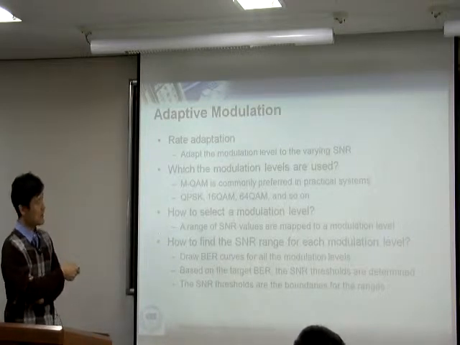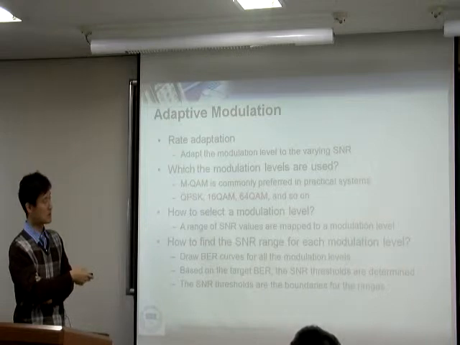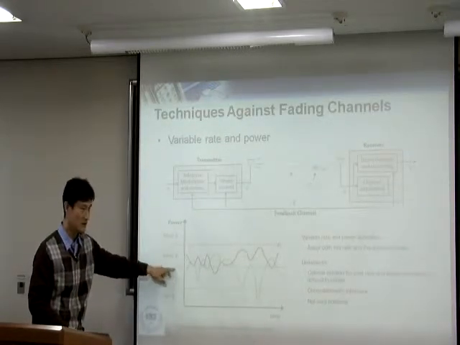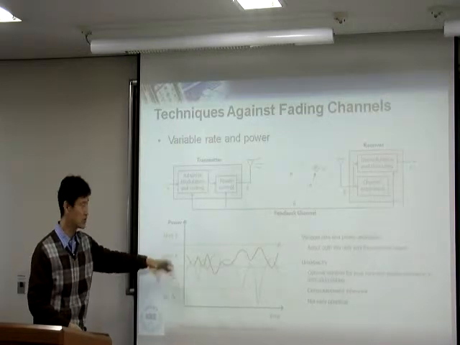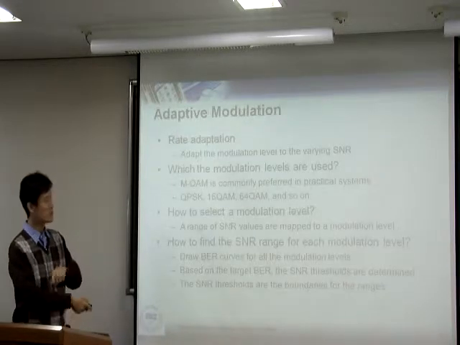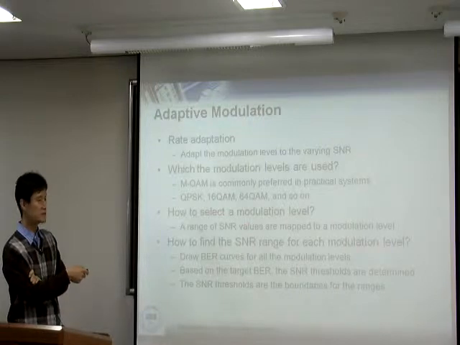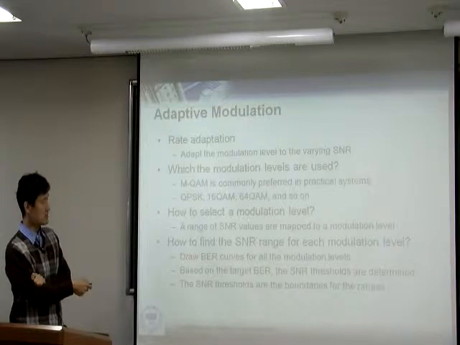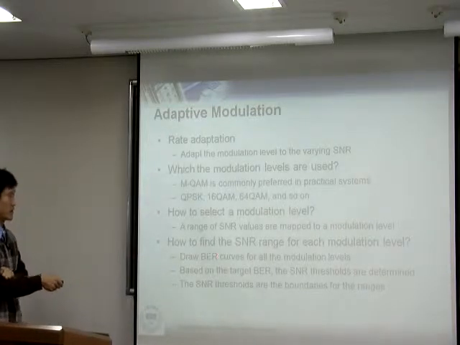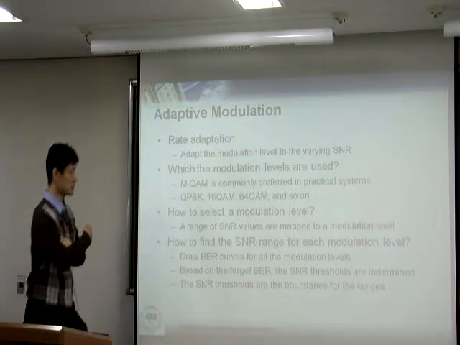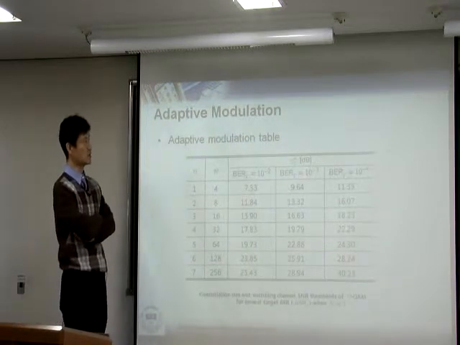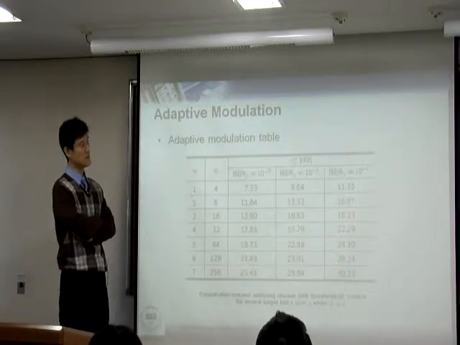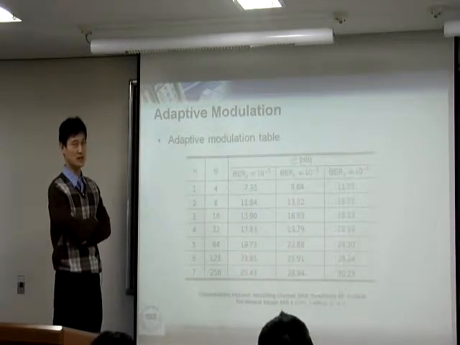Then, how do you select each modulation level? In other words, what is this threshold? You have to decide the threshold, so that you can switch from one to another. So that has to be decided. How to select the modulation level, and the SNR range and all those things. Let's look at that in a little more detail. This modulation table shows you an example of how to decide.